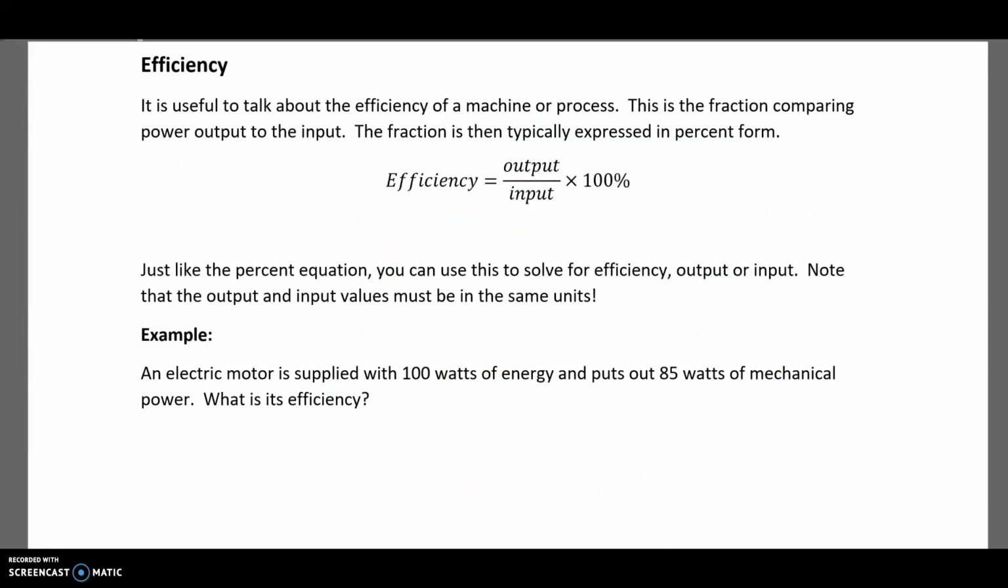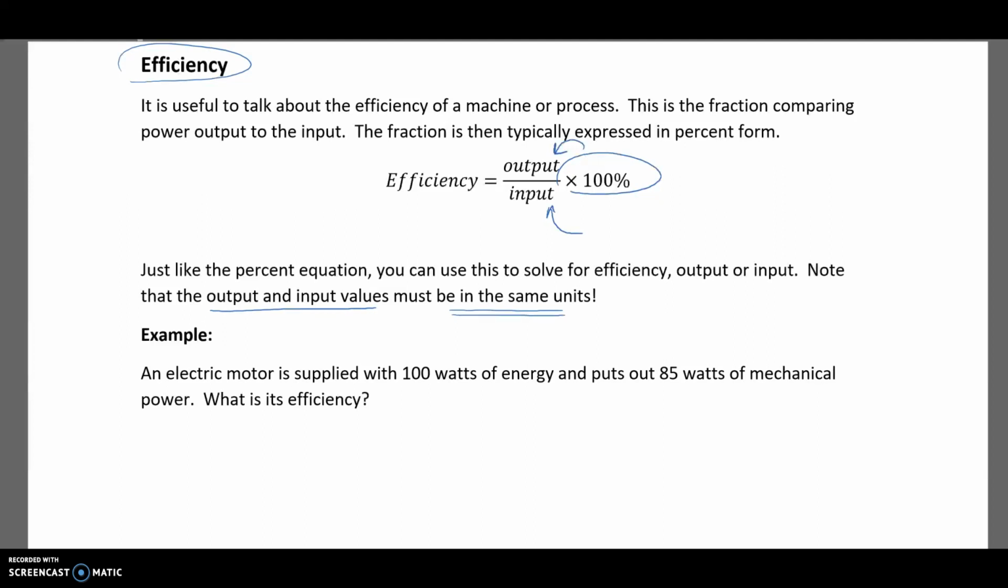Another place you'll see percent calculations is finding efficiency. We often talk about the efficiency of a machine or a process. The efficiency compares the output we get from a machine to the input we put in. So the output is our part and the input is our base. To get to a percent, we multiply by 100. We could use this to solve for either the efficiency as a percent, or we could rearrange it to find the output or input values. Remember, the output and input values must be in the same units before you calculate efficiency.